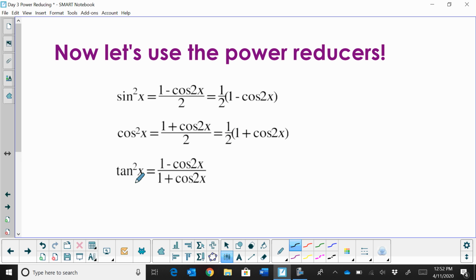And then tangent squared is sine squared over cosine squared, with the 2's canceling out, and there's your power reducer for tangent. So the tangent one's kind of easy if you know sine and cosine.